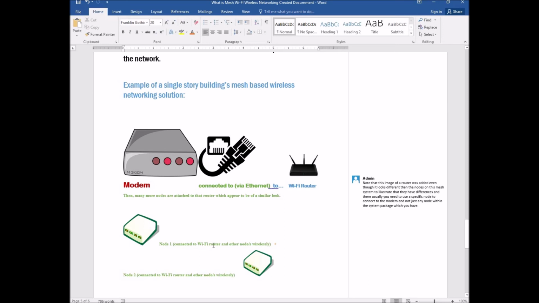connected to the wireless router and also to other nodes wirelessly. Sometimes this is able to be done by Ethernet, but it's very rare. The second one is a Wi-Fi node that's able to connect wirelessly to the other one, as well as the Wi-Fi router.